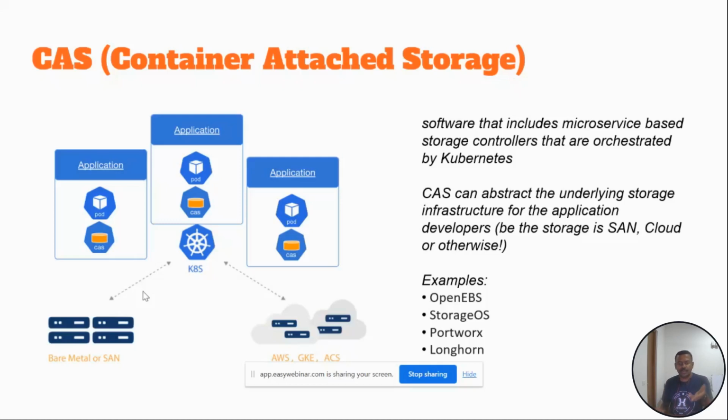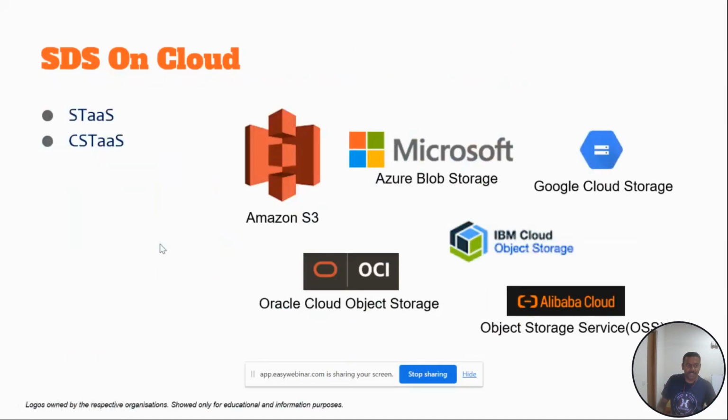So there are examples like OpenEBS. There are good demos available on the web. OpenEBS, StorageOS, Portworx, Longhorn. Longhorn is very popular. It's becoming very popular these days. This is another one. Probably CAS also is a good topic for a webinar if people are interested in storage.